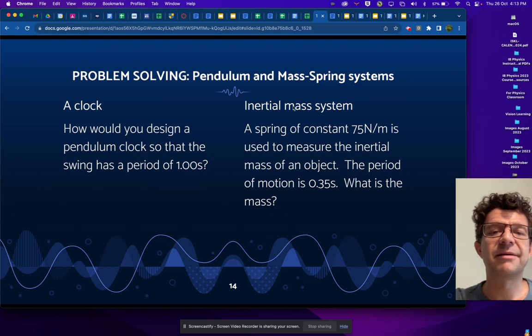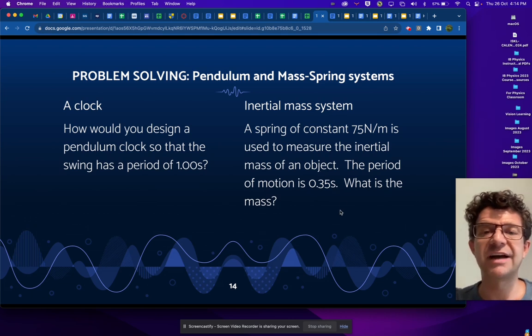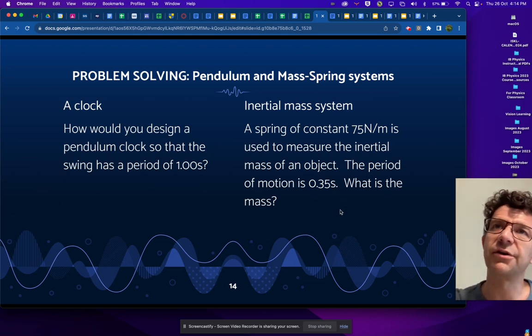And then you could talk about a mass spring system. What would the mass be if you had a period of motion of 0.35 seconds? And of course, those are just going to make use of omega is root k over m for the mass spring system, and omega is equal to root g over L for the pendulum system.